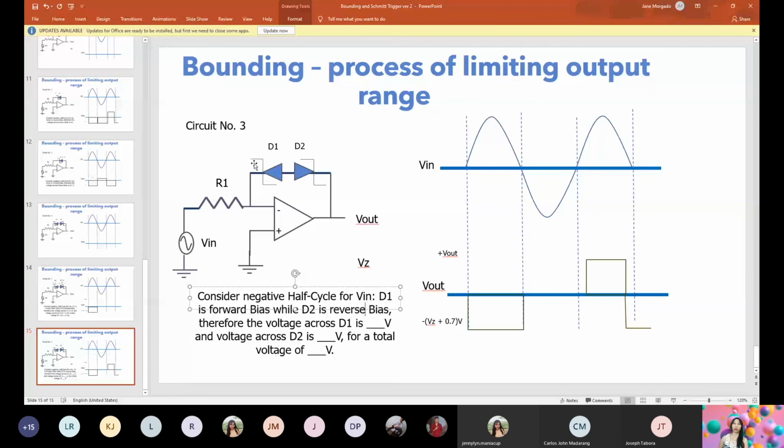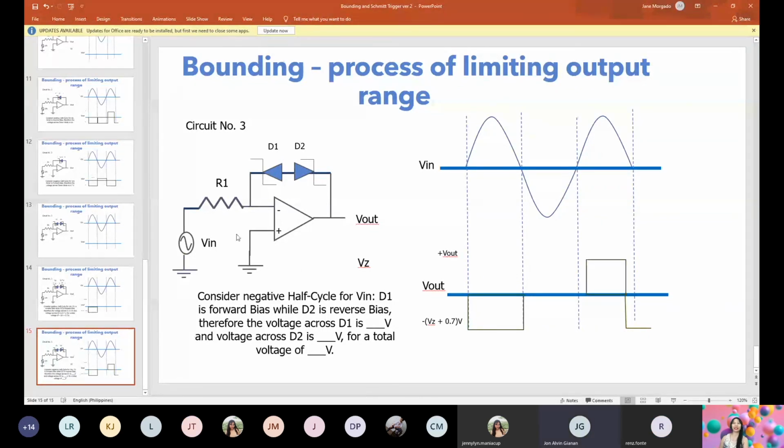Forward because negative to negative. Okay. D2 is reverse because negative to positive. Please ask questions, if you want any clarifications. You understand? Okay. Forward bias.